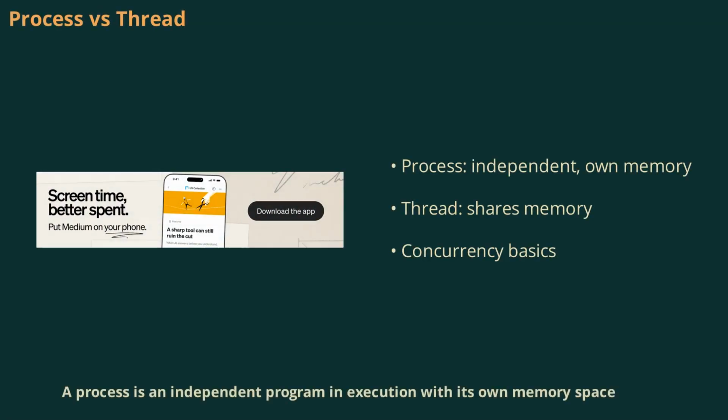A process is an independent program in execution with its own memory space. A thread is the smallest unit of execution within a process, sharing the same memory but having its own stack. Understanding this distinction is key for writing efficient multi-threaded Java applications.